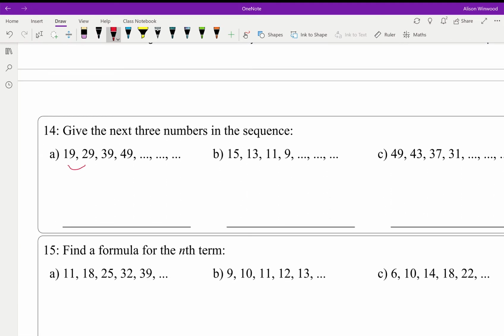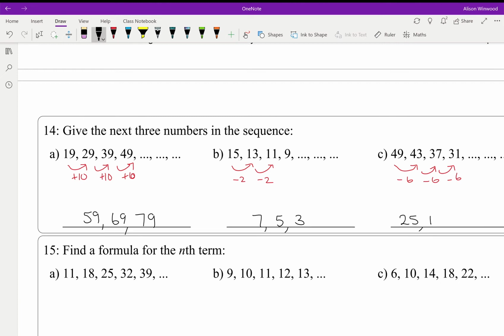Next numbers, so we're going up by 10 each time. So we'll get 59, 69, 79. This is going down by 2 each time, so that's 7, 5, 3. Going down by 6 takes us down to 25, 19 and 13.